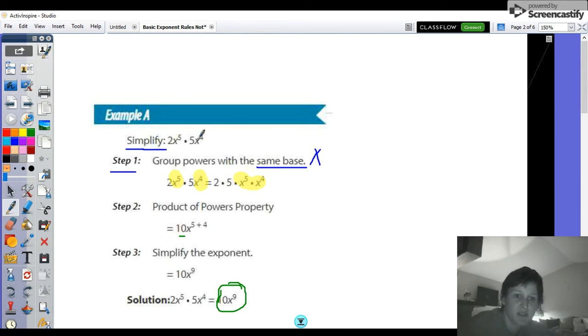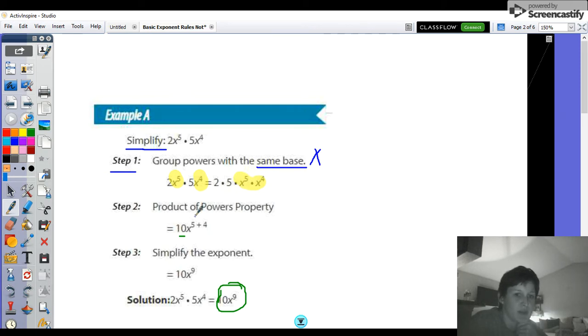Simplify 2x to the 5th power times 5x to the 4th power. Group powers with the same bases. What does that mean? That means that they have to have the same variable as their base. Here we have x to the 5th and x to the 4th. So we're going to regroup those so that like things are together. 2 times 5, those are our two constants. And then we have our two variables with the exponents.